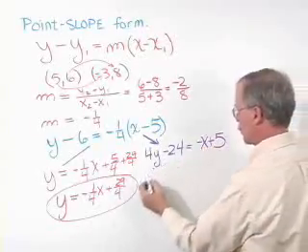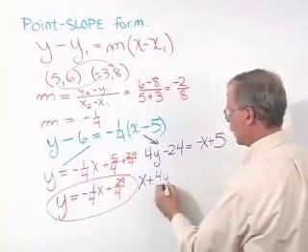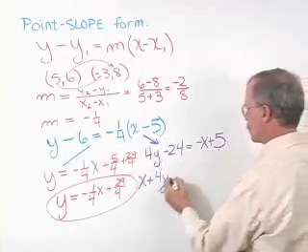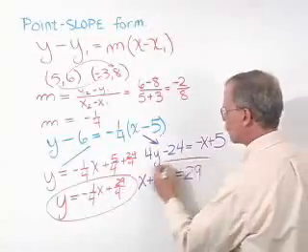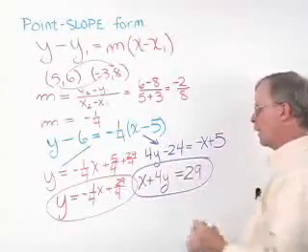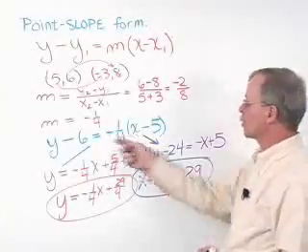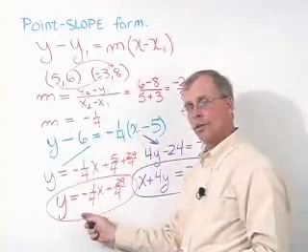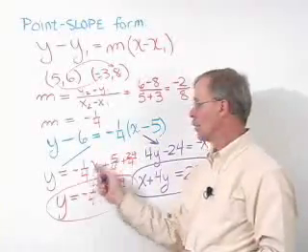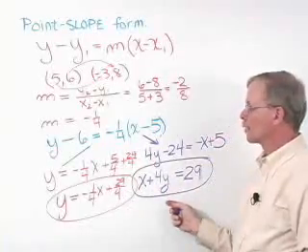Add x to both sides, and we'd get x plus 4y. Add 24 to both sides, and we'd get 29. This is the standard form, ax plus by equals c. So the point-slope form can change to slope-intercept form, or it can change to the standard form of a straight line.